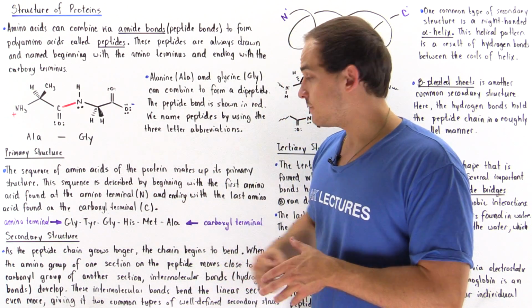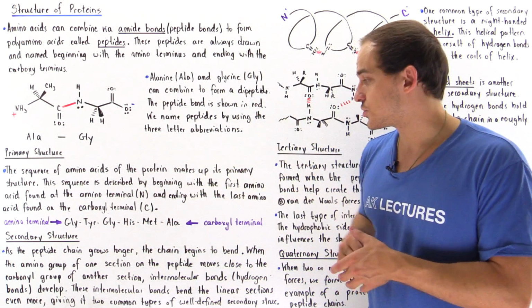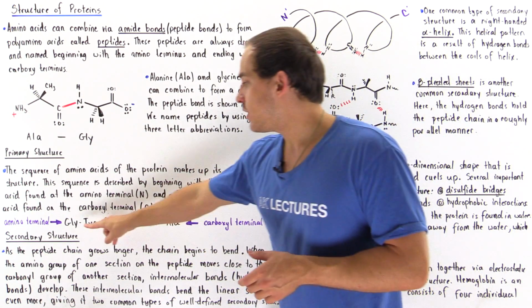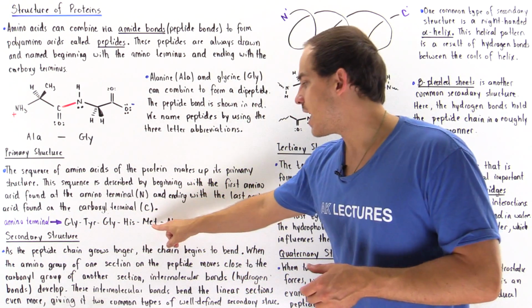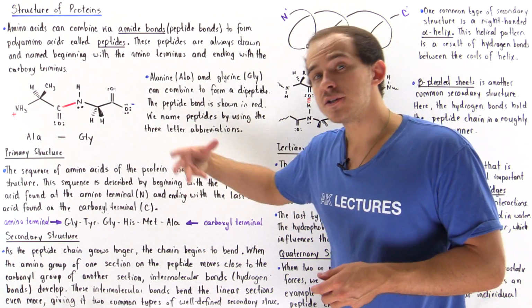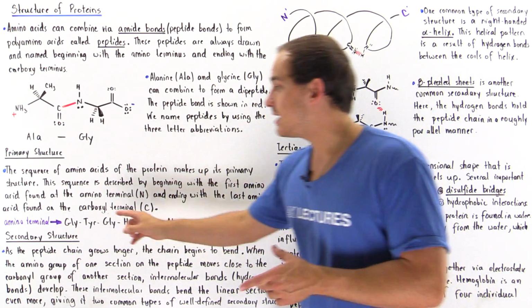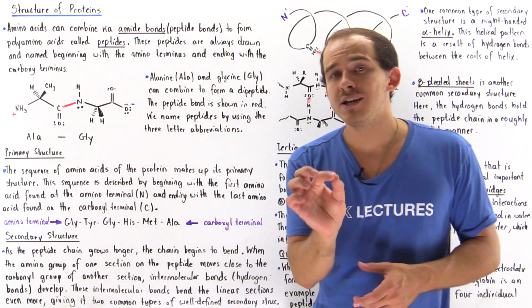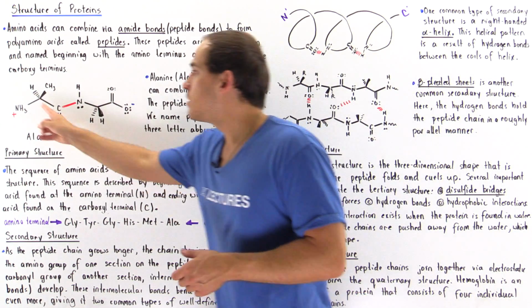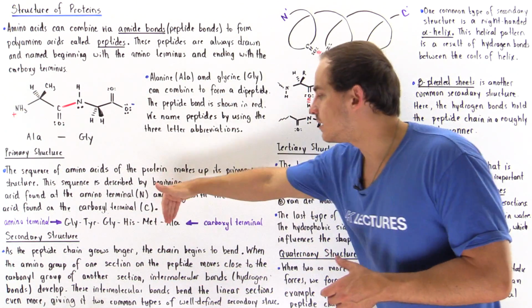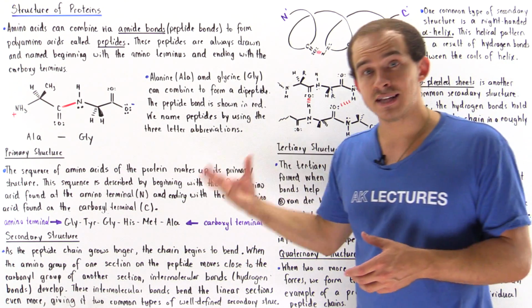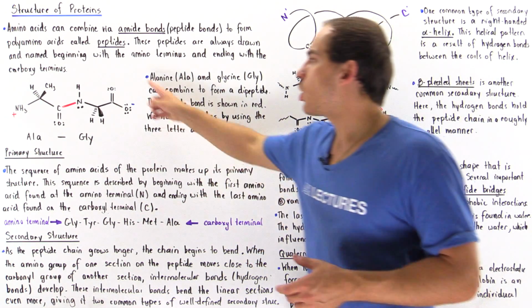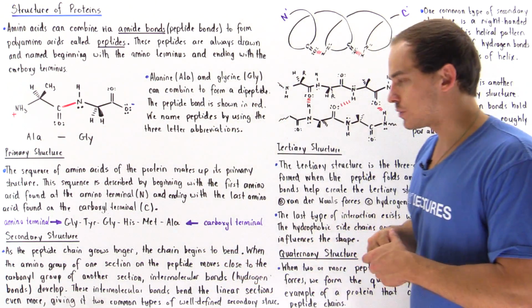For example, if we look at the following six amino acid chain, we have glycine, tyrosine, glycine, histidine, methionine, alanine. The first amino acid in that chain is always our amino terminal. It contains the free amine group. And the last amino acid is always the carboxyl terminal. It contains our free carboxylate ion group.